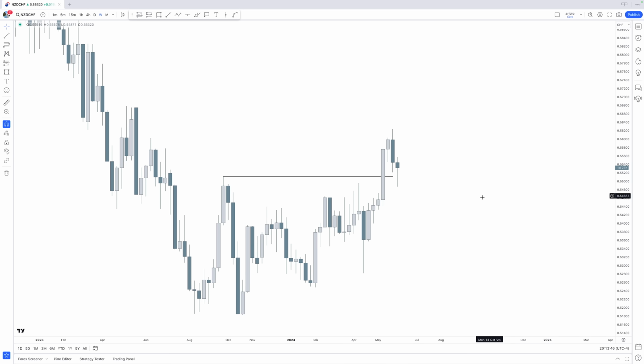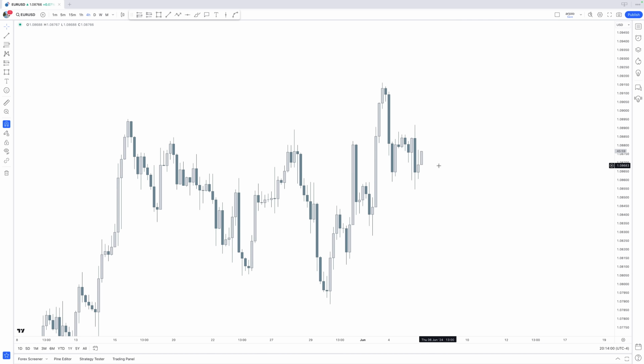Now, for your own study, take a look at New Zealand dollar CHF with this fair value area, and Euro US dollar as well with this fair value area right there. Will we still continue higher, or will we start seeking liquidity?